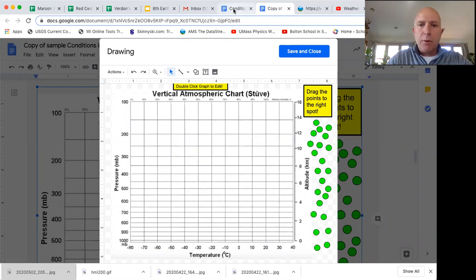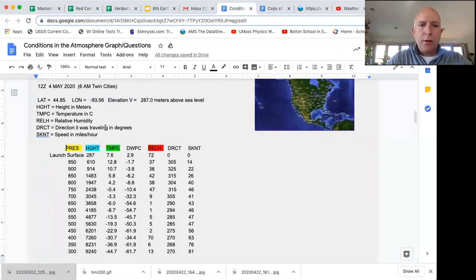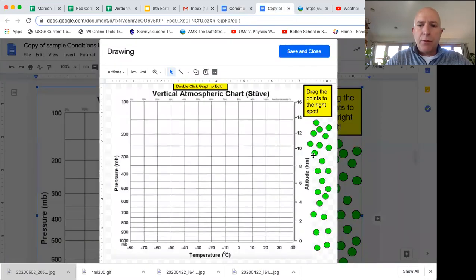So for example, when the balloon was launched yesterday, or this most recent launch, the temperature in the Twin Cities was 7.6 degrees at the Earth's surface. So you take one of these green dots and you drag it over to 7.6 degrees Celsius, approximately there at the surface of the Earth, and drop it.